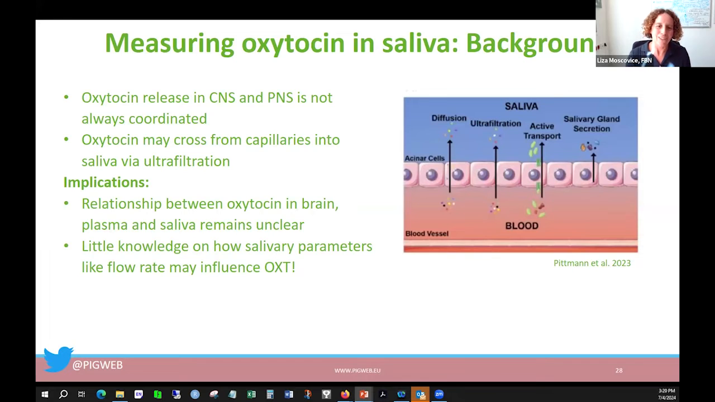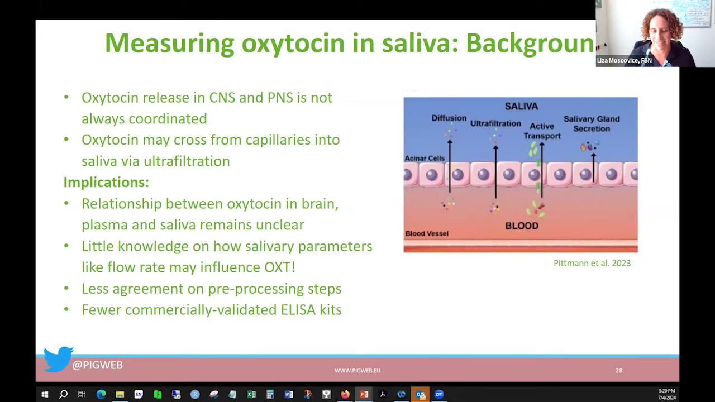But I don't know of any studies that are really looking at this carefully with oxytocin. It's something we need to look at more. There's also less agreement in how oxytocin should be processed, both before measurement and the best ways to purify the sample if that's needed, and the best ways to measure the sample. And there are fewer good commercially validated ELISA kits for salivary oxytocin, but there are some really good ones. So that's a good first step.